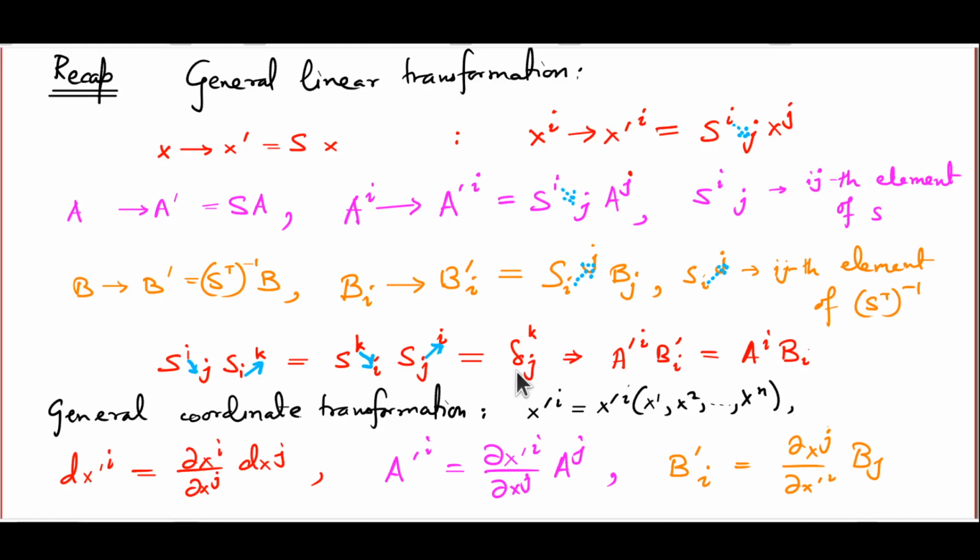An immediate consequence of this relation is that A^i B_i, the contraction of the vector A^i with the covector B_i, goes over under a coordinate transformation to A'^i B'_i, which is the same as A^i B_i, which is the statement that this quantity is a scalar.